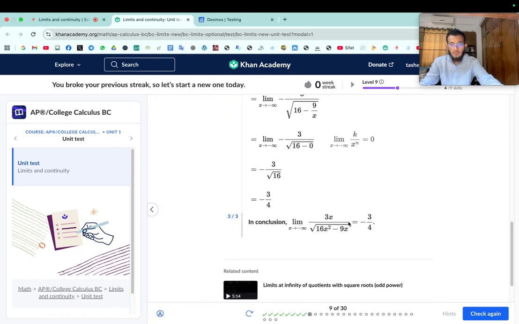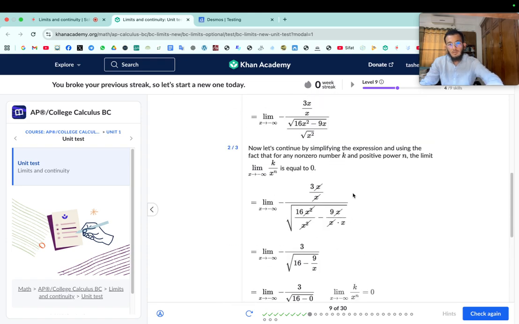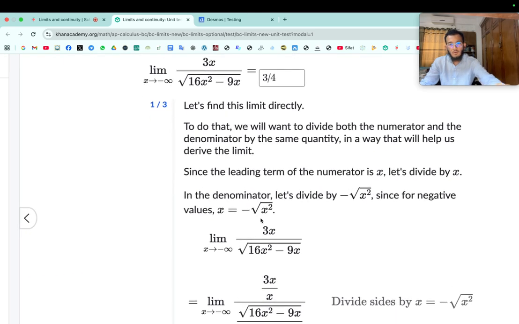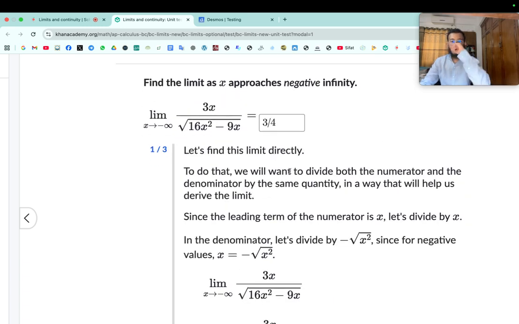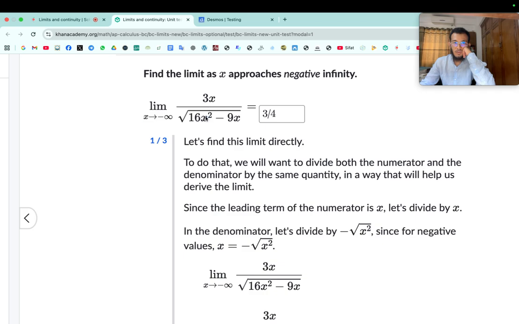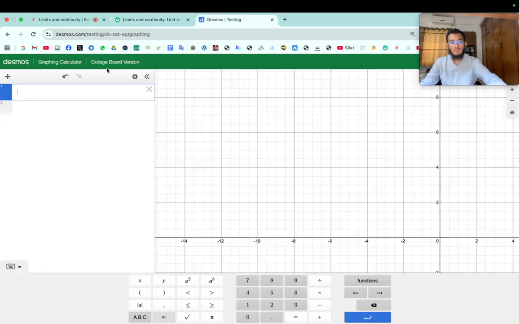Oh, negative 3 by 4. Oh, x equals negative infinity. In the denominator, we want to divide both the numerator and denominator by the same quantity in a way that helps to derive the limit. Since the leading term of the coefficient is x, divided by x in the denominator, let's divide. For negative values, I think the graph will be able to tell us. So it's 3x.